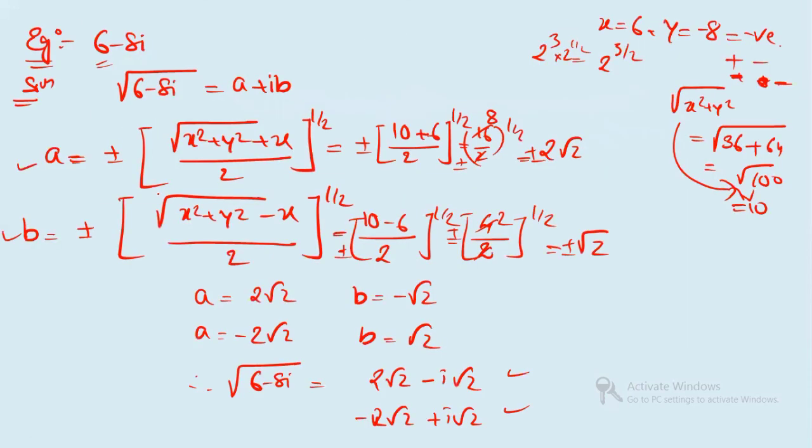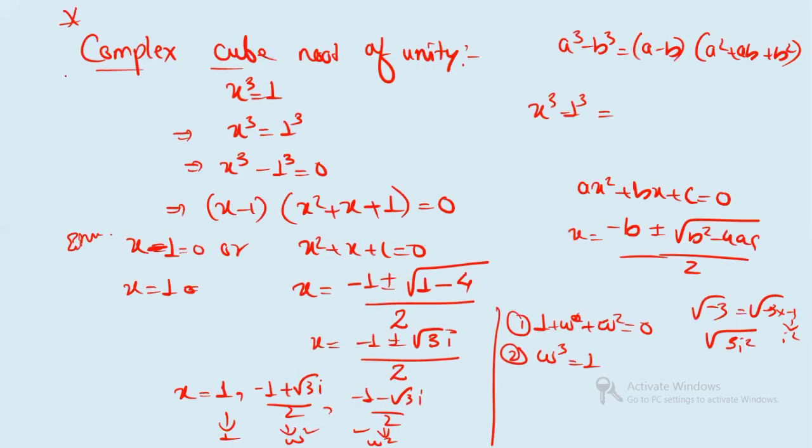We have solved one example also. And lastly, we have found the complex cube root of unity, that is the cube root of 1. And we have seen two properties here: 1 plus omega plus omega square is equal to 0, and omega cube is equal to 1. So that's all in this video.